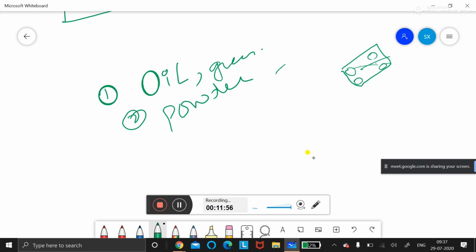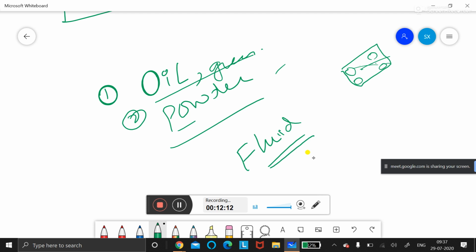And very important is streamlining. Before going to streamlining, after this oil, grease and powder, let us complete fluid friction. What is fluid friction? It is the friction exerted by a fluid. Fluid means what? Liquid and gas together.